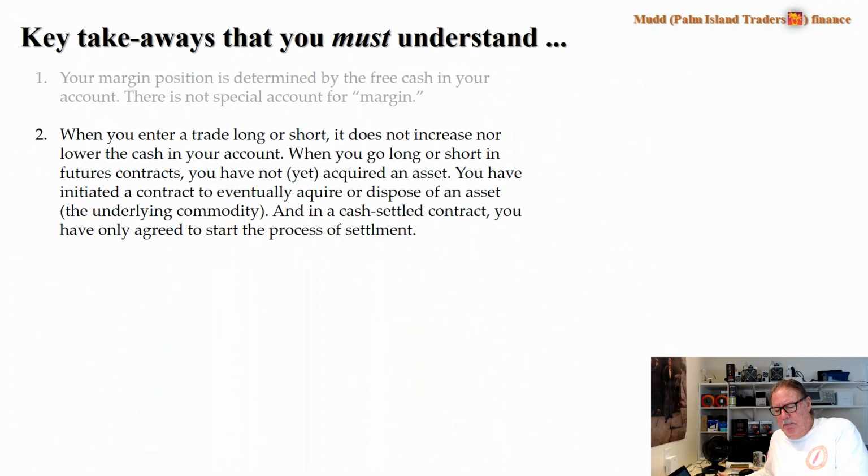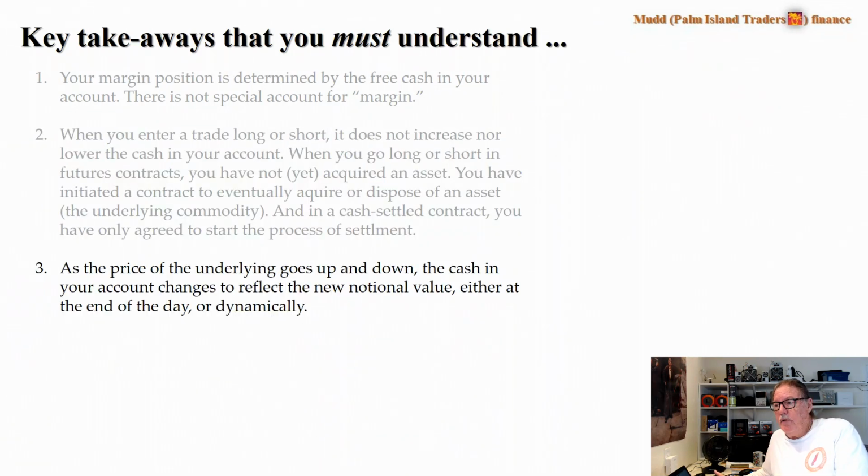So effectively, being in a futures contract is a statement, I want to start settlement now. And when you offset, you're saying, I want to end settlement now. And that's it. That's the only thing that's going on actually in the contract, especially for the cash settled contracts. Three, as the price of the underlying goes up and down, the cash in your account changes to reflect the new notional value, either at the end of the day or dynamically throughout the day.